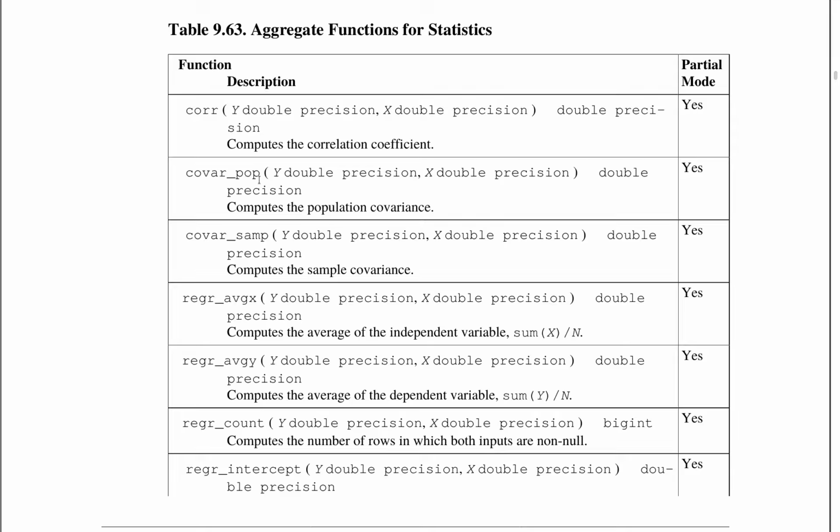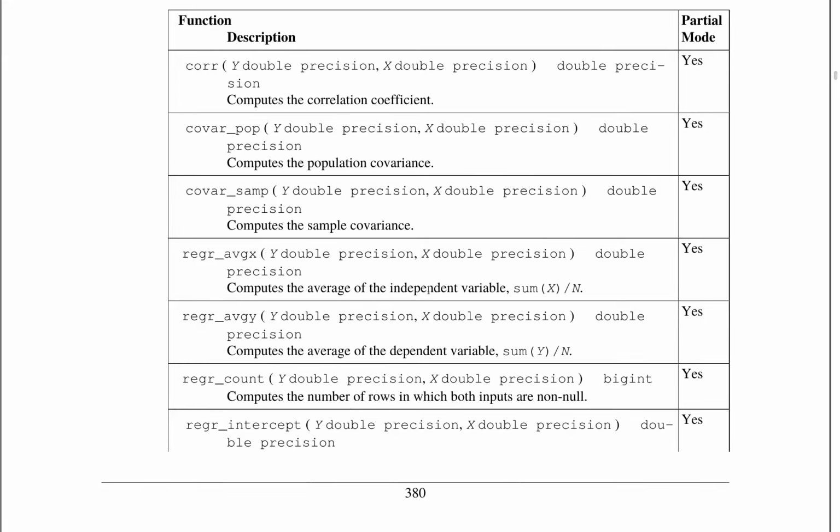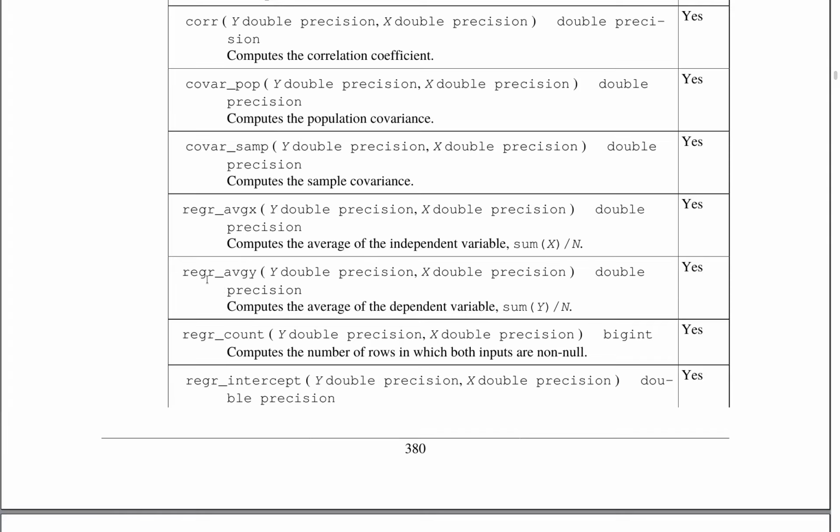Next is covar_pop. Like the previous one, it takes two arguments and returns one value in double precision, as all of them do. It computes the population covariance. Then we have covar_samp, like the previous functions. It computes the sample covariance. Then we have regr_avgx, which takes two arguments and returns double precision as well. It computes the average of the independent variable, sum of x divided by n. Then we have regr_avgy. It computes the average of the dependent variable, sum of y divided by n.